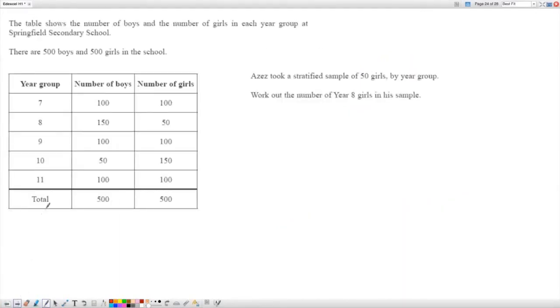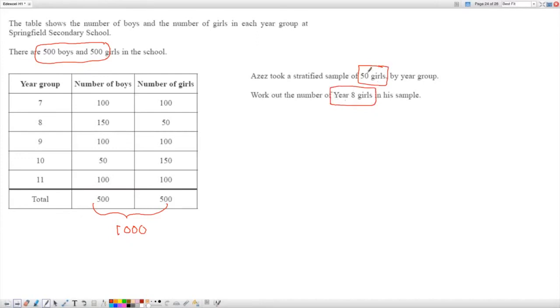Here we have a table that shows the number of girls and boys in each year group at a secondary school. We're told that in total there are 500 boys and 500 girls. And we're asked to work out a stratified sample of 50 girls by year group. So our total we're looking at here is 1,000, and we're looking here at the sample of 50 girls by year group. And we need to know how many for the Year 8 girls.